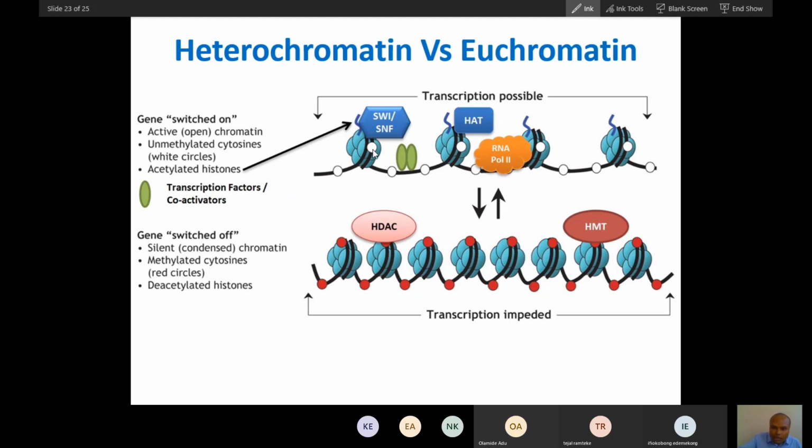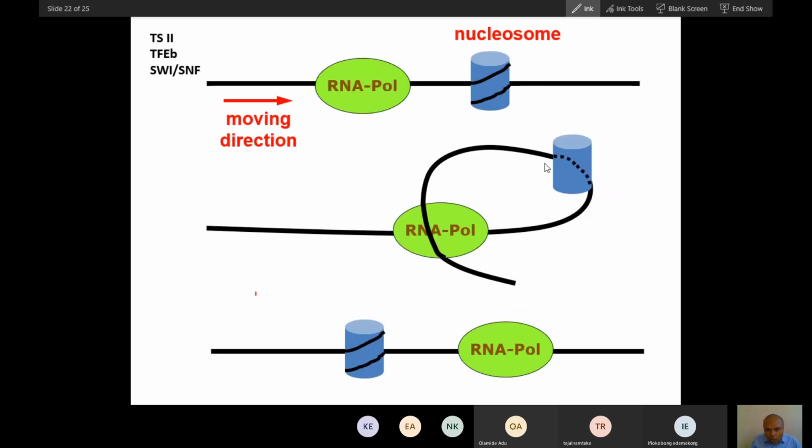Some protein will remodel this. This will actually unfold this DNA from this nucleosome. These are called chromatin remodeling proteins. So this protein will take out this chromosome, and that is how this protein will help this RNA polymerase.